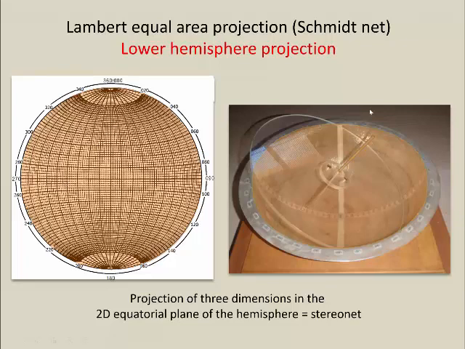So when we come from the three-dimensional attitude, the three dimensions of the lower hemisphere, into the two-dimensional space of the Stereonet, we are reducing one dimension. We come from 3D to 2D, and that is exactly what we want to achieve in this projection.